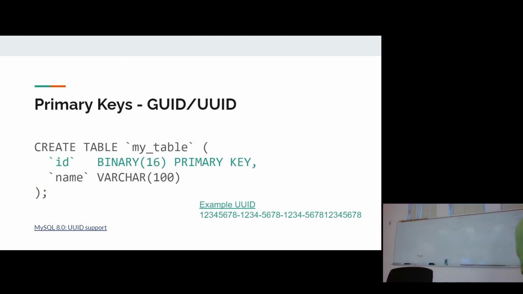Another way to define primary keys is to use something called a GUID or a UUID. That's an acronym for Globally Unique Identifier or Universally Unique Identifier. This is what a UUID might look like. You see a bunch of numbers separated by dashes, and there's some grouping in there, but it's basically this long series of numbers.